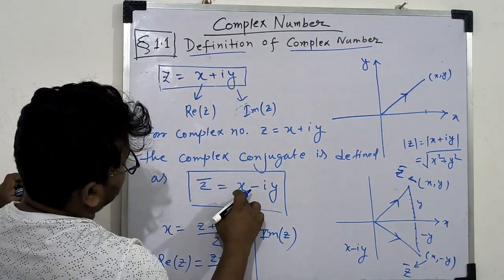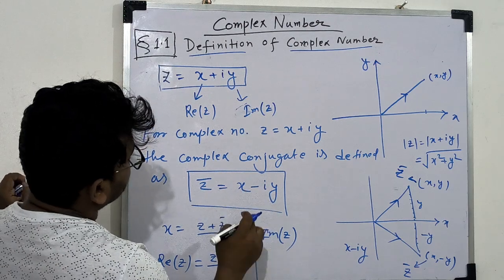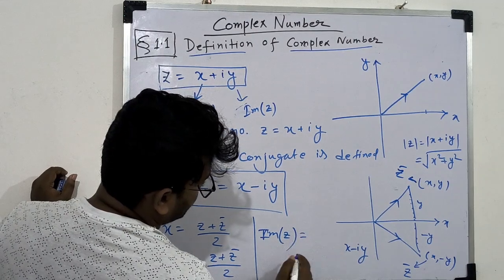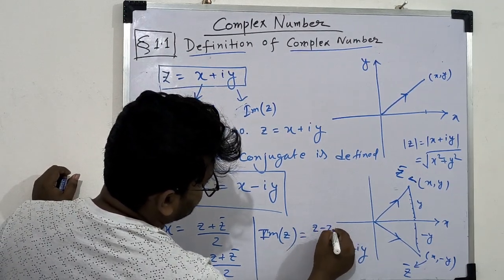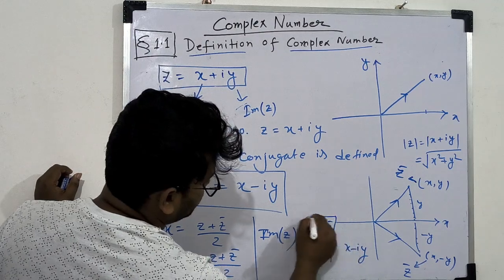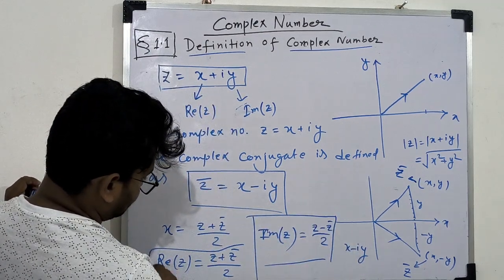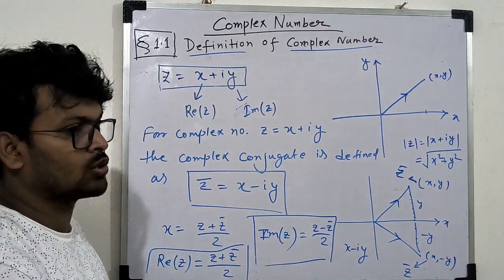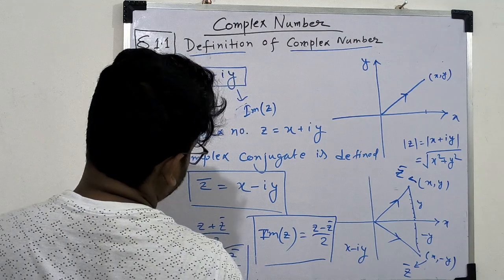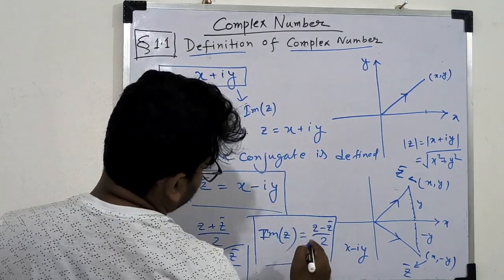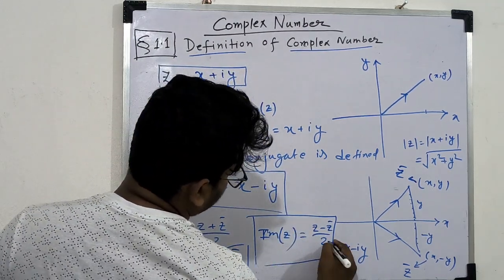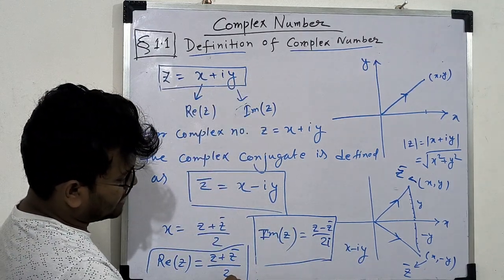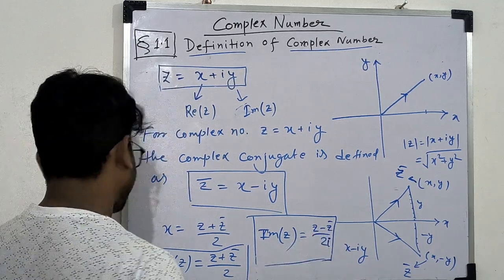So x cancels and we get 2iy, that is 2i times y. So the imaginary part y equals z minus z bar divided by 2i. This will be the imaginary part and this will be the real part. So these are two formulas, and we will use them to solve some problems. So we get real z equal to z plus z bar divided by 2, and imaginary z equal to z minus z bar divided by 2i.